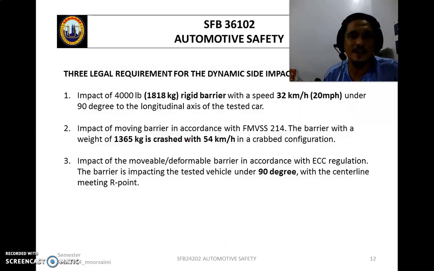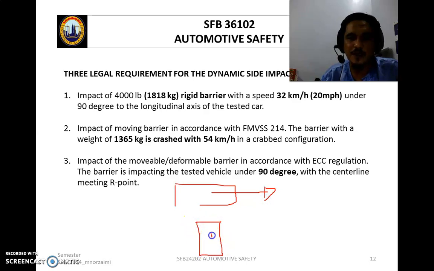So the legal requirement for the dynamic vehicle side impact testing: one vehicle moving straight, then one barrier will hit the vehicle. Okay, the impact of the 4 pound or 1.8 kilogram rigid barrier with a speed of 32 km per hour. This barrier at 32 km per hour must be at 90 degrees. So this must be at 90 degrees. So here is considered as the car, and here is the barrier.